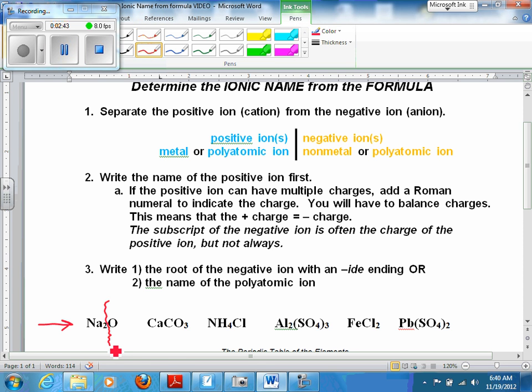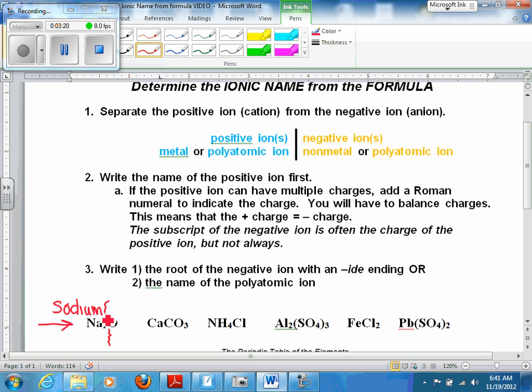Then I'm going to write the name of the positive ion first. The positive ion in this instance is sodium. Then it says, if the positive ion can have multiple charges, add a Roman numeral to indicate the charge. You will have to balance charges. This means that the positive charge equals the negative charge. We don't have one of those in this instance, so we can just go on to step 3.